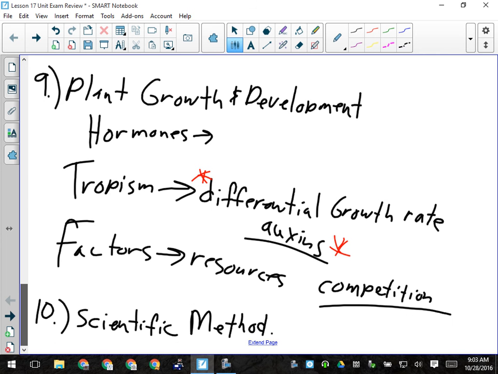Okay, so factors, resources, competition, that's what we talked about day before yesterday. Okay, and also there's a little bit of stuff about scientific method again, like those questions that you had on the first unit exam where I described an experiment and asked you what was the manipulated variable. Okay, in this case, it might be more like describe how you might test something, okay, like in a written response question.